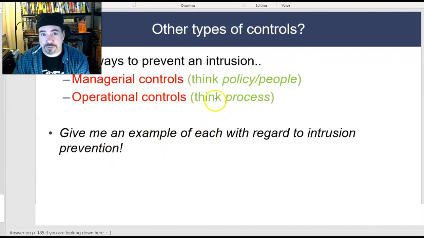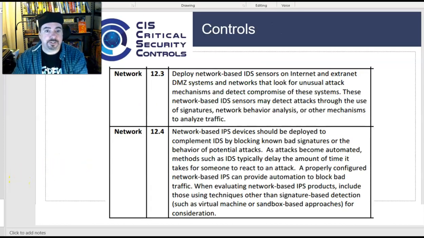Some great examples of specific controls would be the CSC, Critical Security Controls. And it's their top 20 list. So 20 pretty detailed, but this is as specific as these security frameworks get, I would say. So for example, here it says deploy a network-based IDS sensor. Well, we talked about what that is in this chapter. On internet and extranet DMZ systems and networks that look for unusual attack mechanisms and detect compromise of these systems.